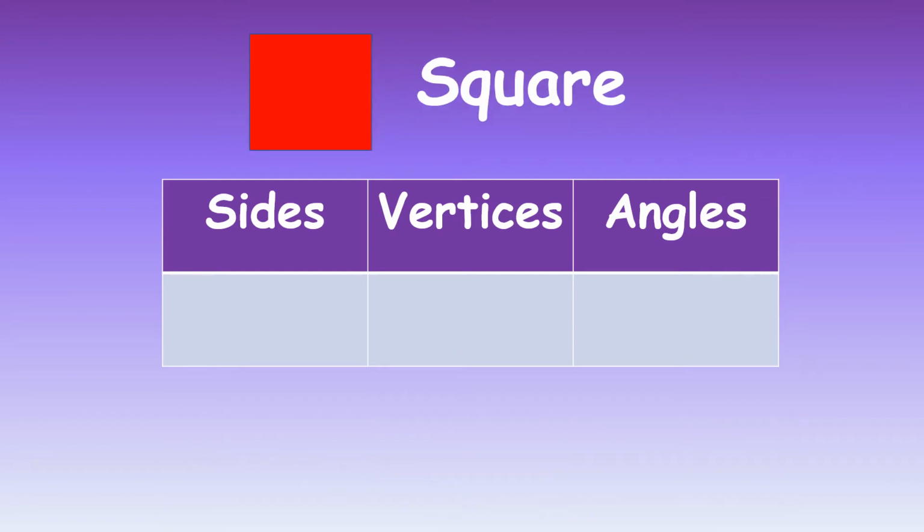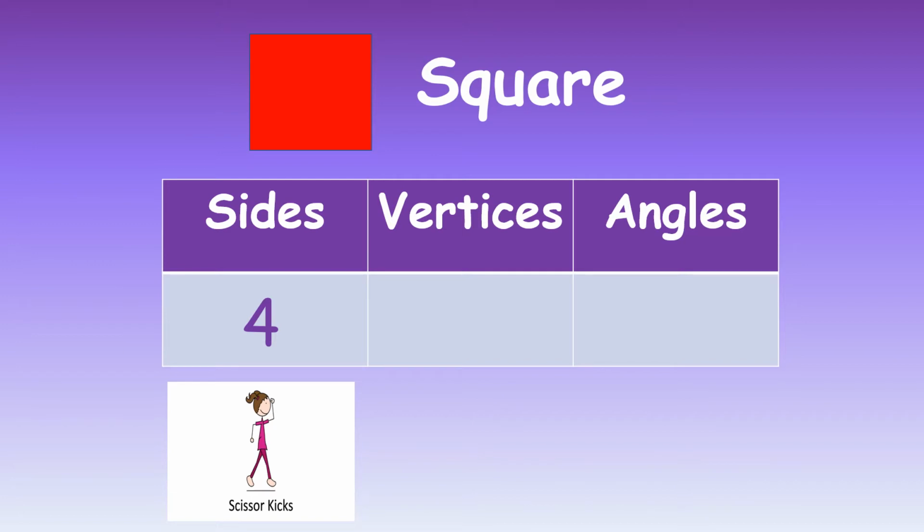What about this square? How many sides does this square have? Think about it and say your answer out loud. It has 4 sides. So stand up and do 4 scissor kicks.